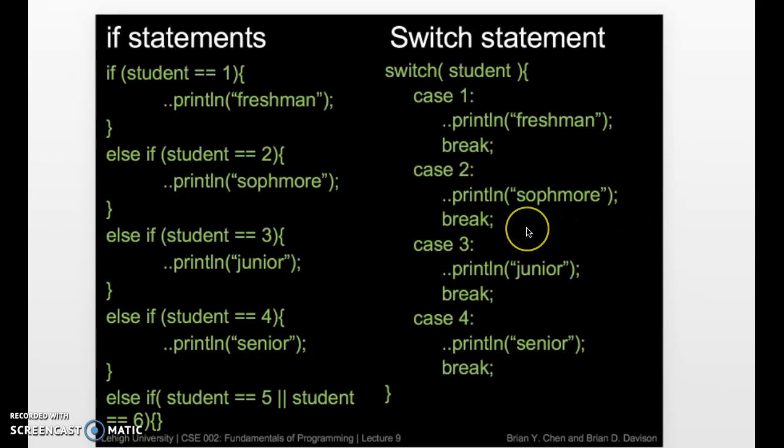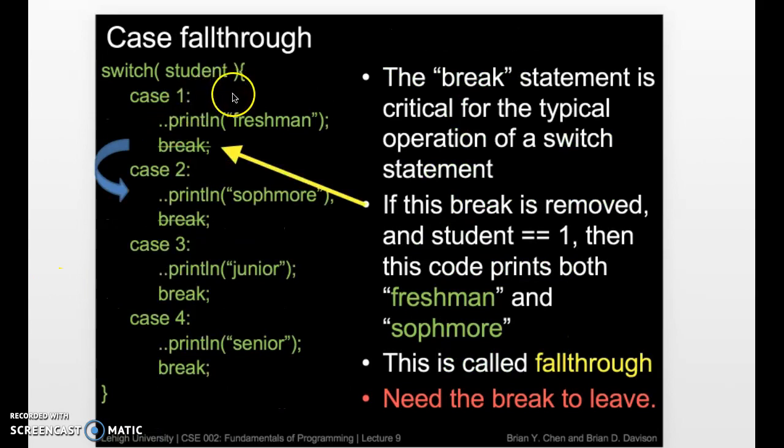And then we would start from the beginning, and if we were to have student be equal to 3, then we would print out the word junior, and after junior is printed out, we're going to break and end the statement, and so on. As I was saying before, if these cases did not have a break statement in them, if it's removed, then the code will print both freshman and sophomore because it will continue to run until a break.